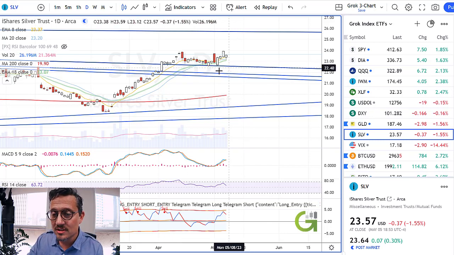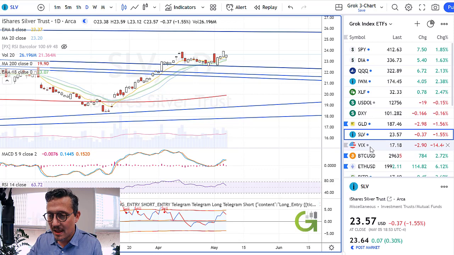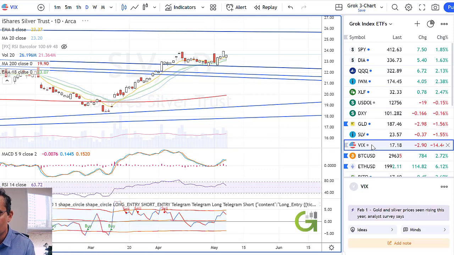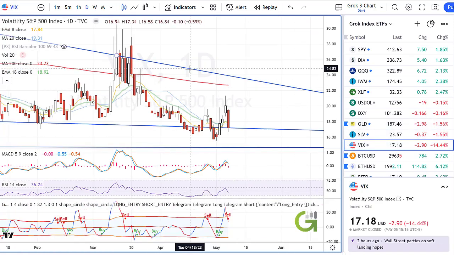Silver, up. As long as it stays above the moving averages here and these trend lines, I'm pretty happy with that. The VIX was down 16% at one point today. Now we're down over 14.